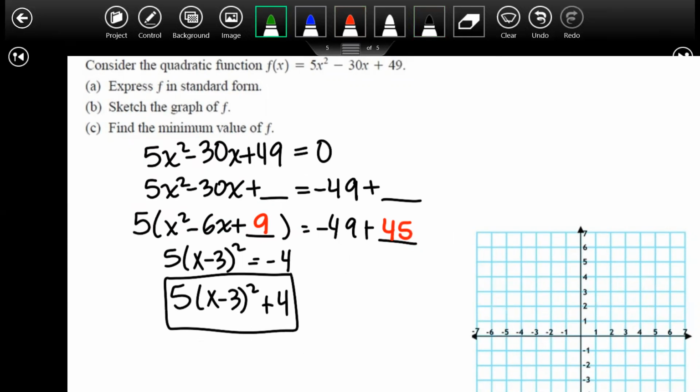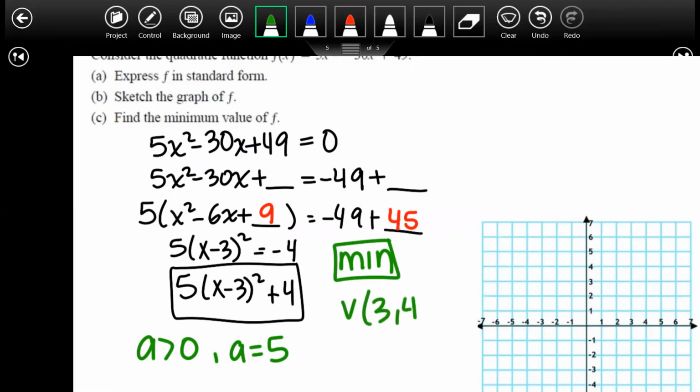Let's talk about this. Do we have a minimum or maximum? Minimum. Why minimum? Because A is greater than 0. What's our A value? 5. So when A is greater than 0, 5 is greater than 0, we're going to have a minimum value. What is my vertex?